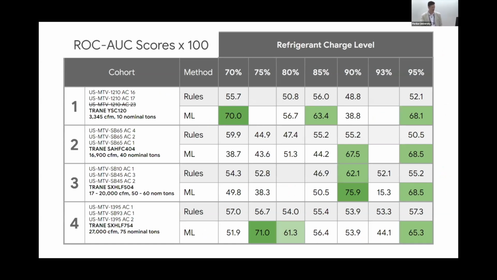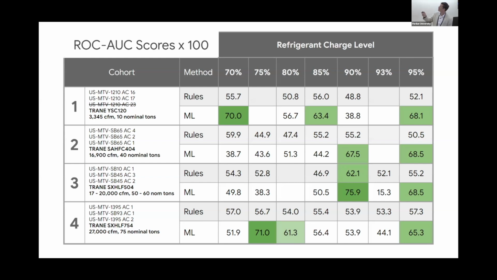But here are the kind of the ROC scores, and we compared the top. So if we look at the different cohorts, shown here 1, 2, 3, 4 on the left-hand side, those are the different devices and the different buildings. And then we wanted to compare the rules-based, the human expert, against MADI, the ML-based expert. And we looked at the different charge levels. So the top here, you see the 70%, 75%, et cetera.